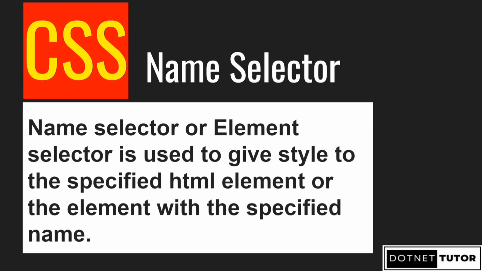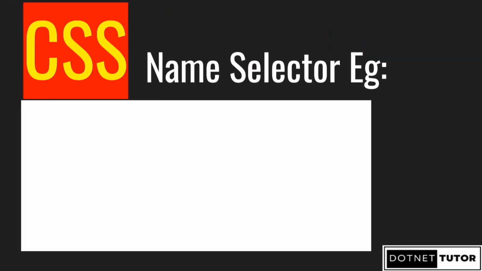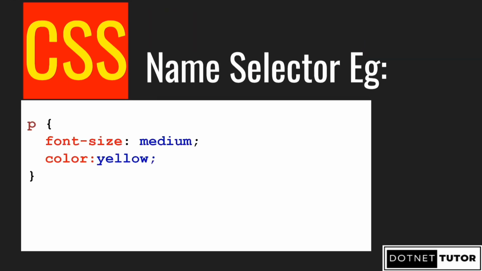So what is the name selector? Name selector, or element selector, is used to give style to the specified HTML element, or the element with the specified name. Suppose one paragraph is there. For that paragraph we are giving some style, like font size is medium, color is yellow. So whatever paragraph you have written in the HTML page, the style is reflected for that particular paragraph by using the name selector.